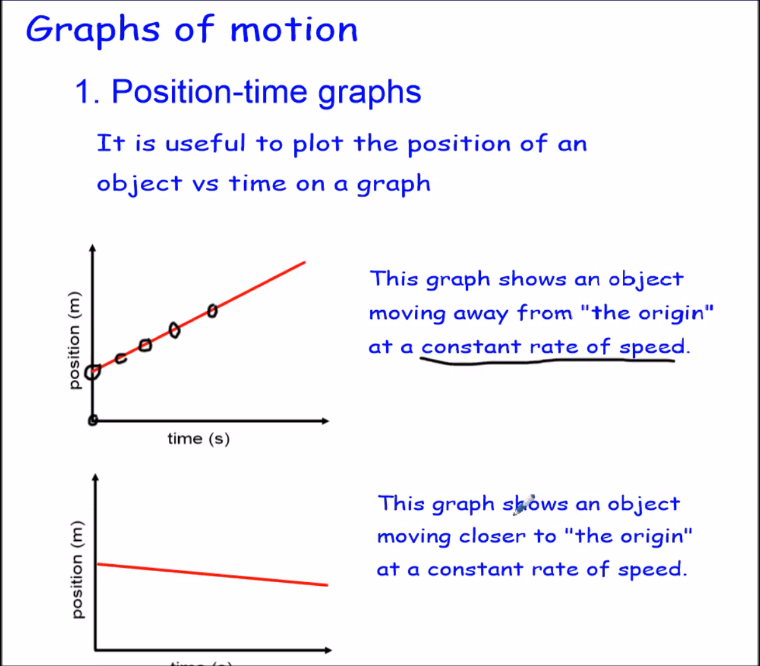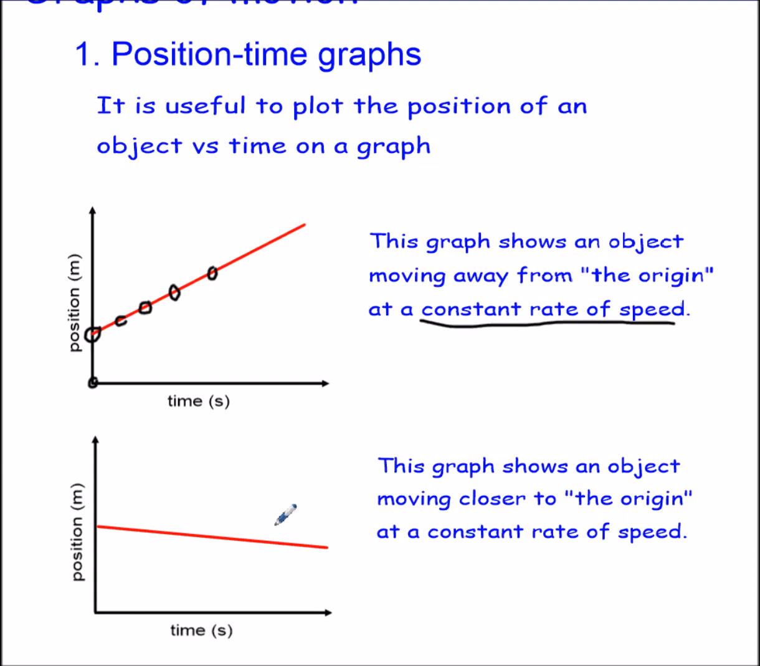Okay. This graph down below, the second graph I have, actually shows an object that's starting away from the origin, and then as time goes by, it's moving closer to the origin. So in this situation, it still has a constant rate of speed, but this would indicate that it had a negative rate of speed.